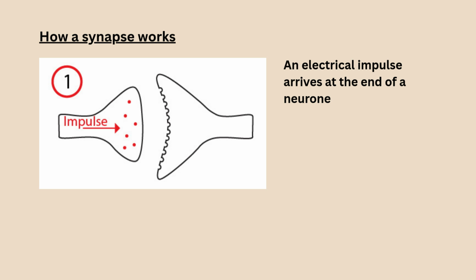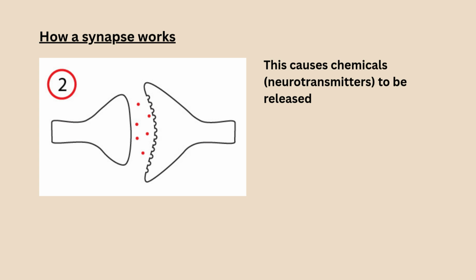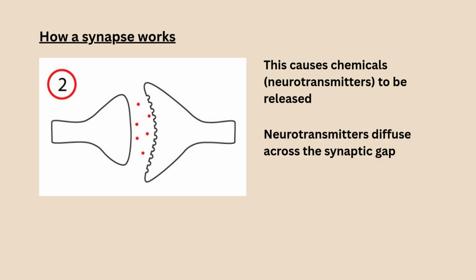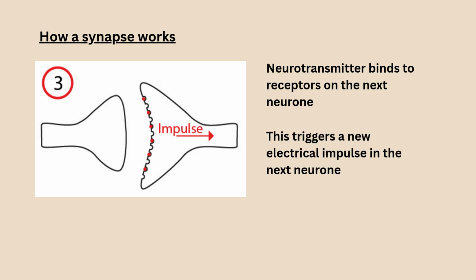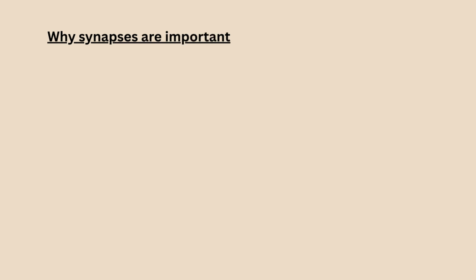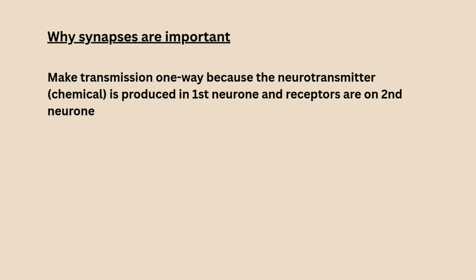How a synapse works: an electrical impulse arrives at the end of a neuron. This causes chemicals, or neurotransmitters, to be released into the gap. The neurotransmitters will then diffuse across the synaptic gap. The neurotransmitter binds to receptors on the next neuron, and this will trigger a new electrical impulse in the next neuron.